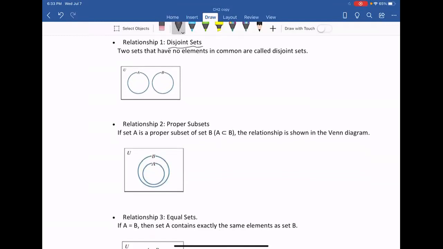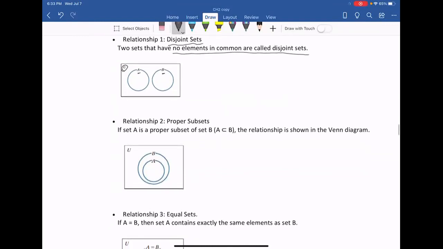In the universal set, the subset A and subset B have nothing in common. That means no elements in common, which are called disjoint sets. So the sets A and B are disjoint sets.